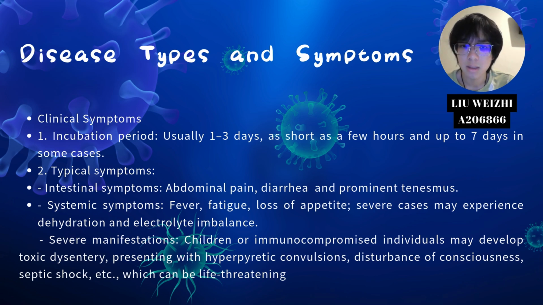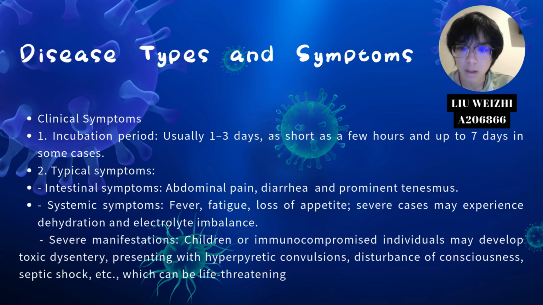Let's talk about disease types and symptoms. For the clinical symptoms, the incubation period is usually 1 to 3 days, as short as a few hours and up to 7 days in some cases. And for the typical symptoms, first is intestinal symptoms: abdominal pain, diarrhea, and prominent tenderness. Systemic symptoms: fever, fatigue, loss of appetite. Severe cases may experience dehydration and electrolyte imbalance.